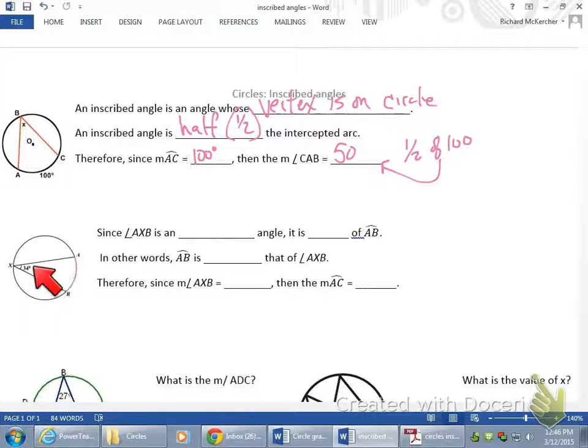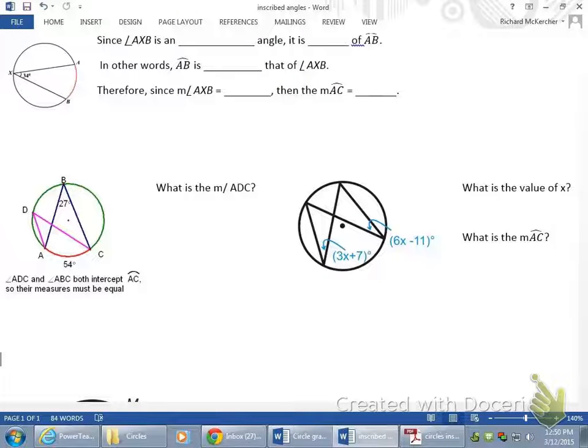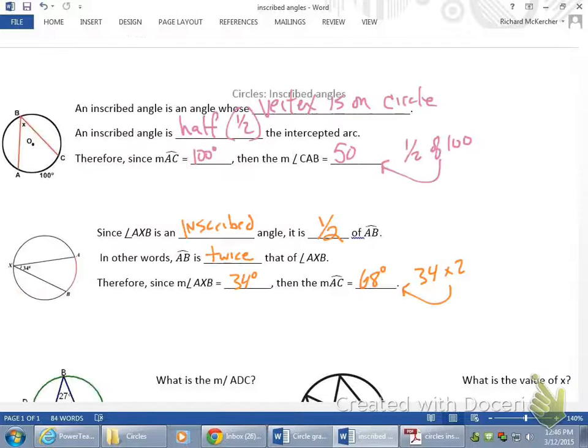You can do the same thing if you know the angle and you don't know the arc. Keep the same thing in mind. Since we know that AXB is an inscribed angle, we know that that is exactly half of the arc. In other words, instead of saying that the angle is half the arc, we could also say that the arc is twice the angle. So if I know the angle is 34, the arc that it makes will be twice that, and that's where you can see the 68 came from.